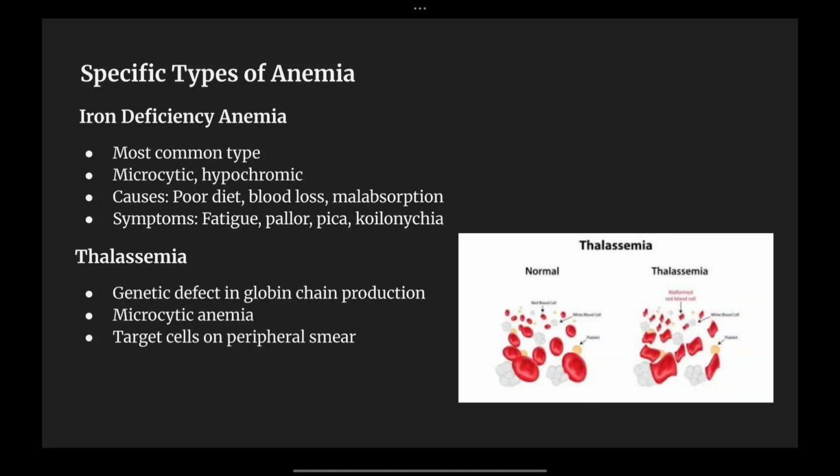The red blood cells would shrink into microcytic. Then the causes could be poor diet, blood loss, and malabsorption. Malabsorption is when there is no proper absorption of whatever content is being taken inside the body. Now symptoms could be fatigue. The patient appears to be very tired, pallor, weak.